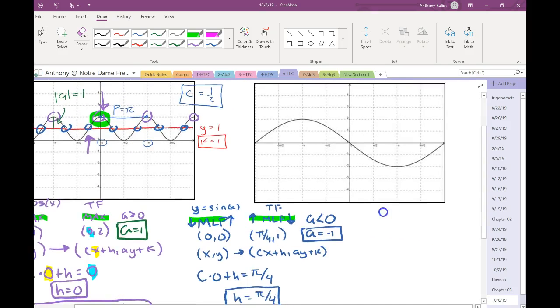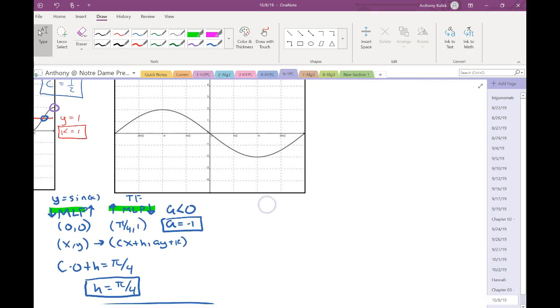Let's do another example. So let's look at this graph here. Where's the midline at? Y equals 0. Does everybody agree with that? The x-axis is the midline?